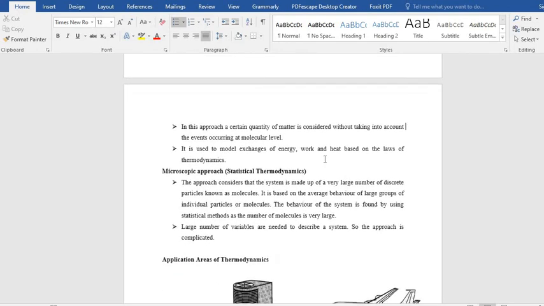The second one is the microscopic approach. Here the Knudsen number is very large, so the Knudsen number is greater than or equal to 1. The mean free path and the characteristic size of the system are equivalent, so we can take individual molecules and concentrate on them. That approach is the microscopic approach.